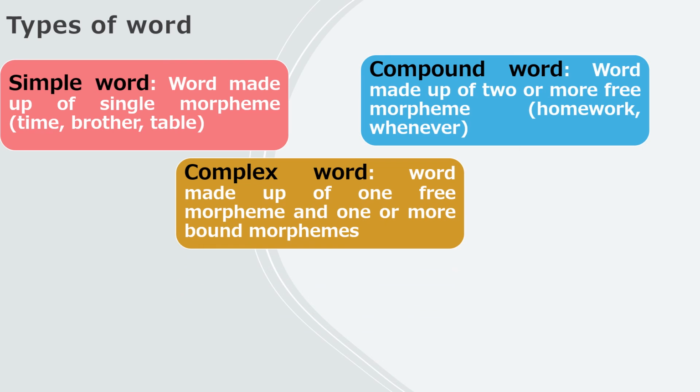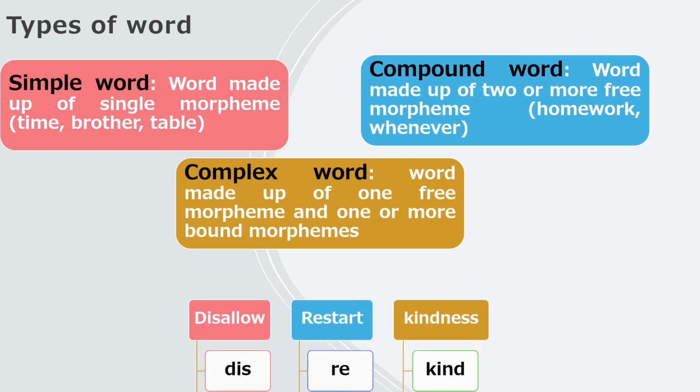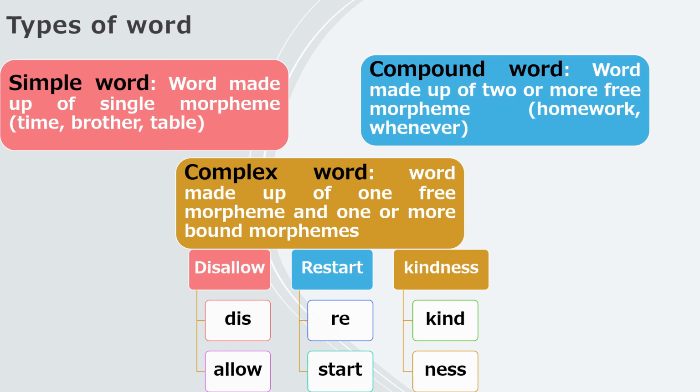Then lastly, the complex word, which is a word made up of one free morpheme and one or more bound morphemes, like disallow: there is one free morpheme, which is allow, and one bound morpheme, which is dis. And another example, kindness: kind is a free morpheme and ness is a bound morpheme.